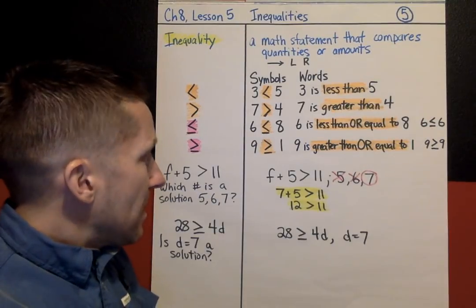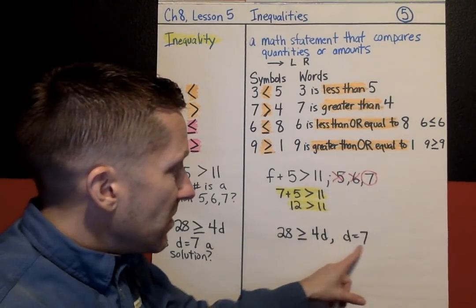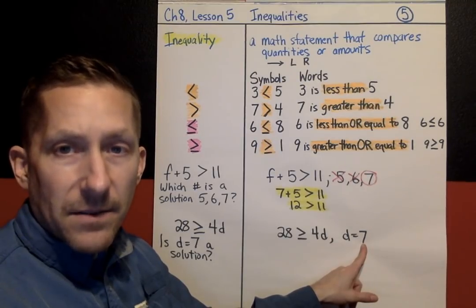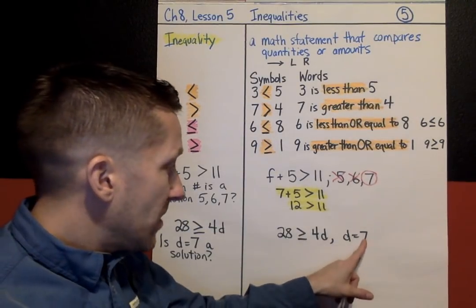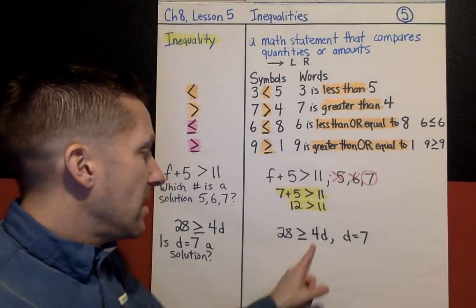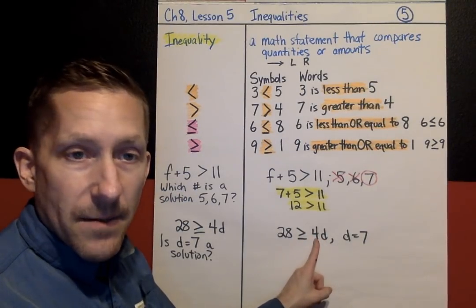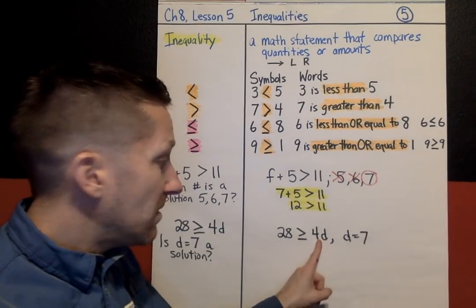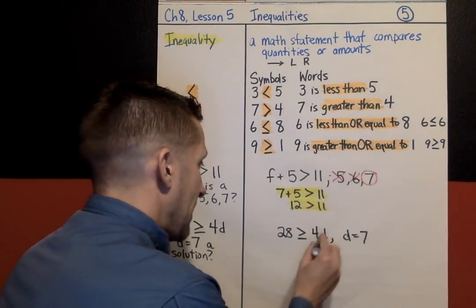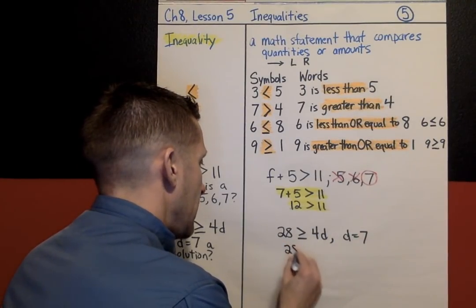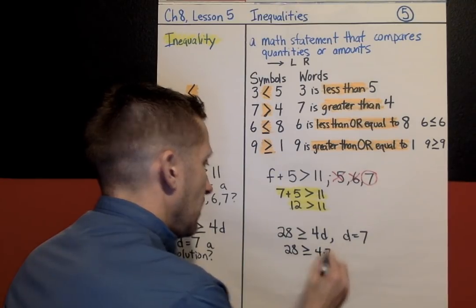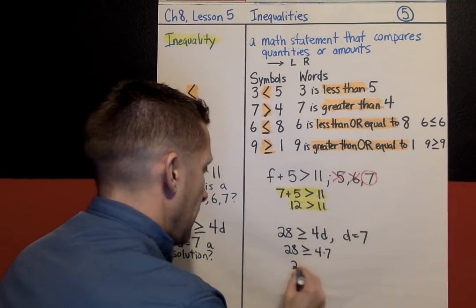Well, up here you had a choice. Here it's asking, is this specific number a solution for your inequality? So I'm going to do the same thing as far as plugging it into the inequality. A number right next to a variable means they're being multiplied, 4 times D. So I'm going to plug in 7 for D. 28 greater than or equal to 4 times 7. And then I solve that.